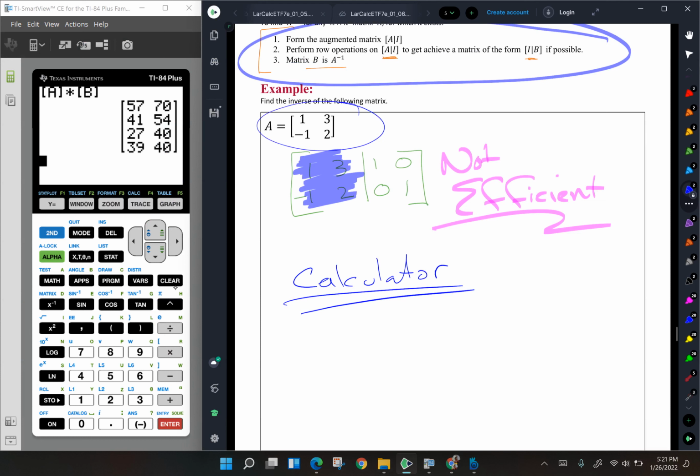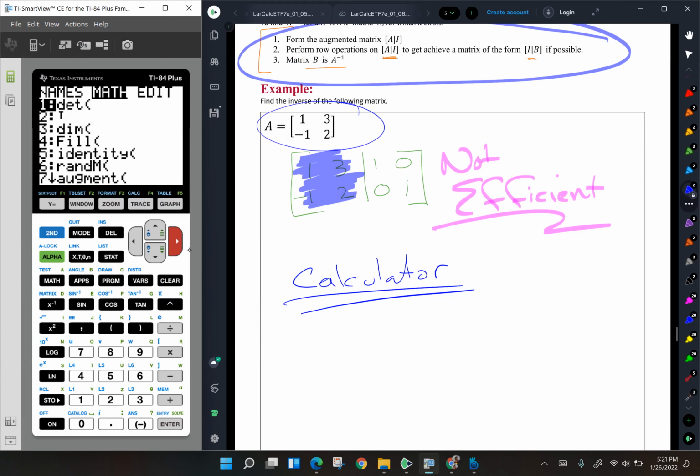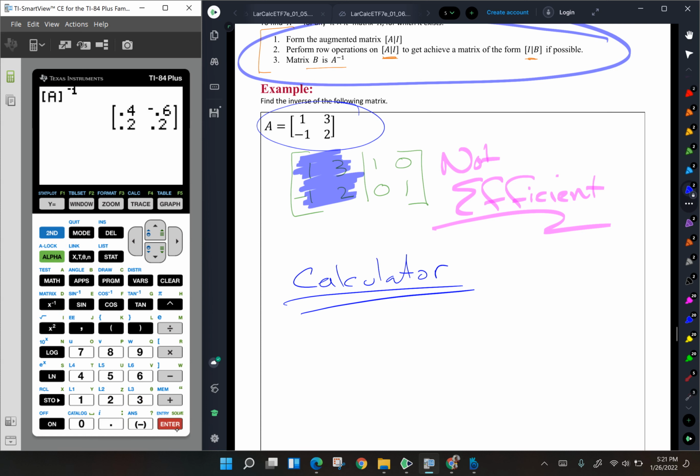So I'm going to go over here to my calculator, go to my matrix menu, and the first thing I'm going to do is type in that matrix A. So I'm going to edit it. It is a 2 by 2 matrix. The entries are 1, 3, negative 1, 2. Quit out of there, and then I'm going to say, find me the inverse of that matrix.